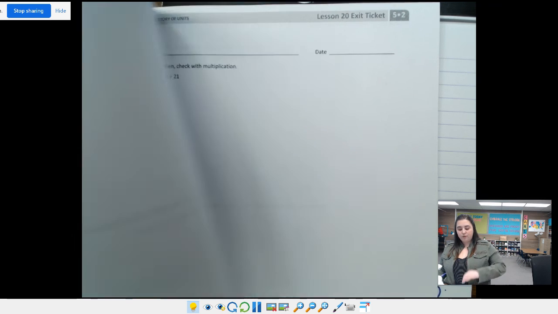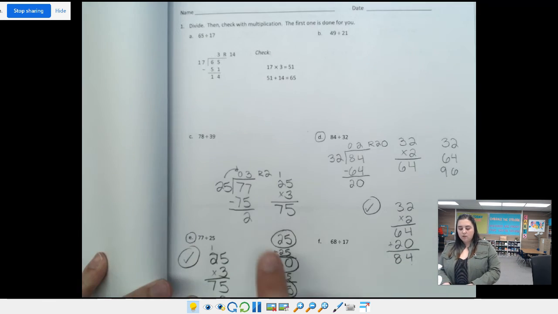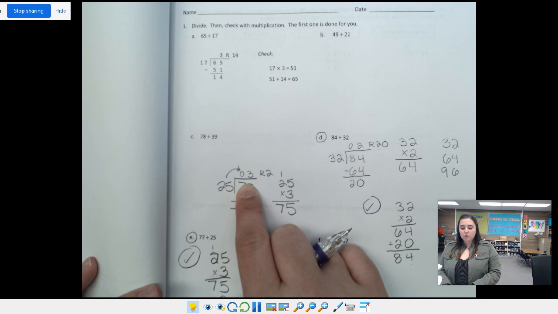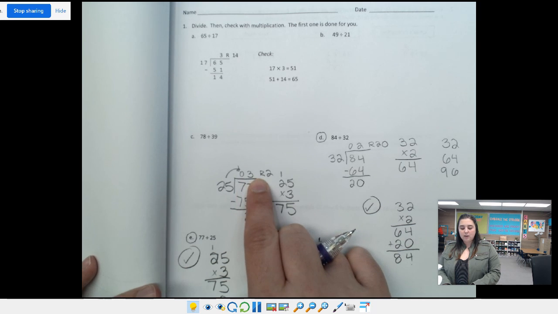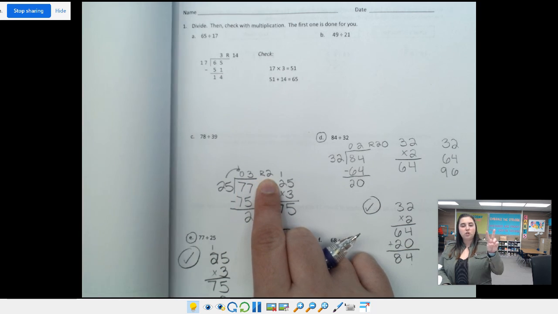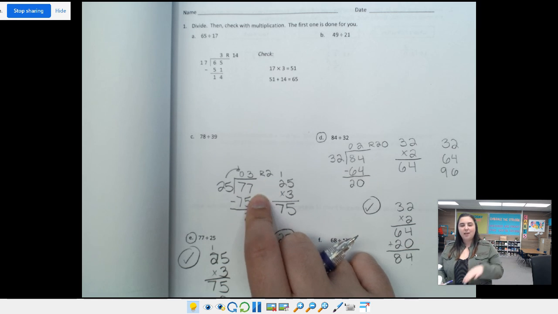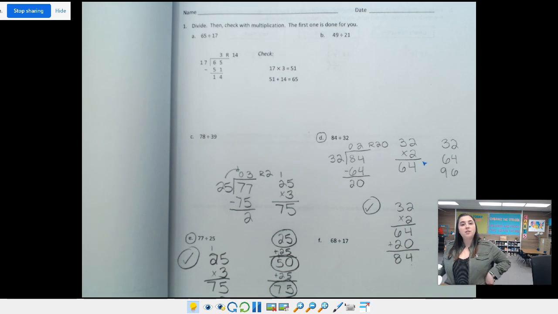So if it was this question on the exit ticket, you would say 3, and the remainder is 2. You'd be entering 2 different numbers. All right, and if you want to, you can also go down to the bottom of the page and solve the challenge problem for today.